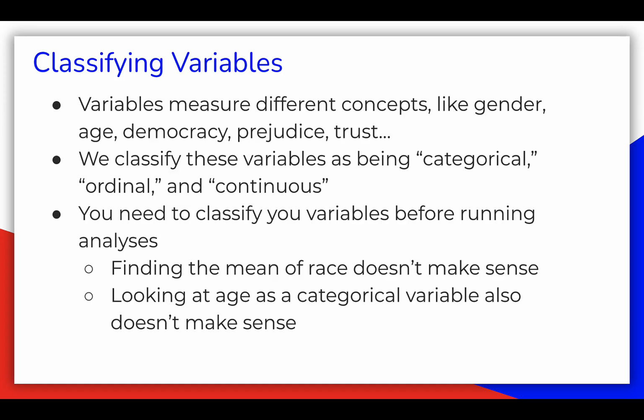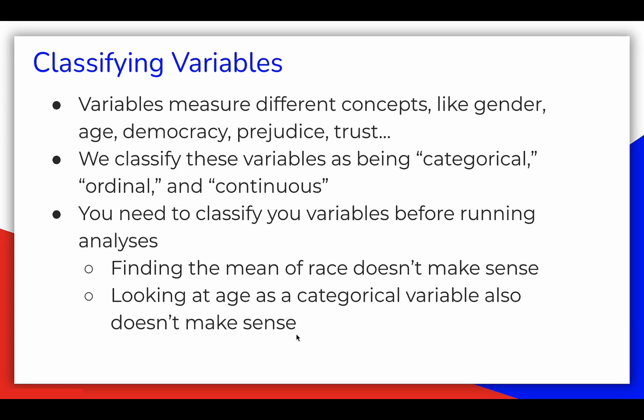And this is true of more basic analyses, and this is also true of more advanced analyses. So you really need to make sure that you have categorized your variable correctly. For instance, it doesn't make sense to find the mean of a racial category, right? Like, it doesn't make sense if 20% is African American, 30% is white, 16% is Latino, for you to find the mean there. That is not possible.